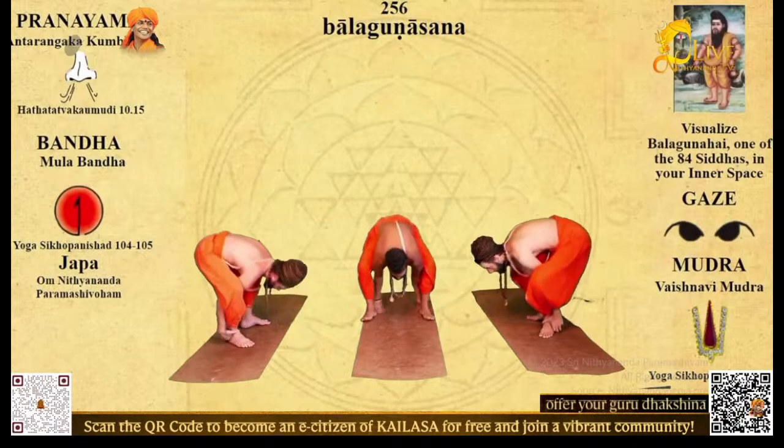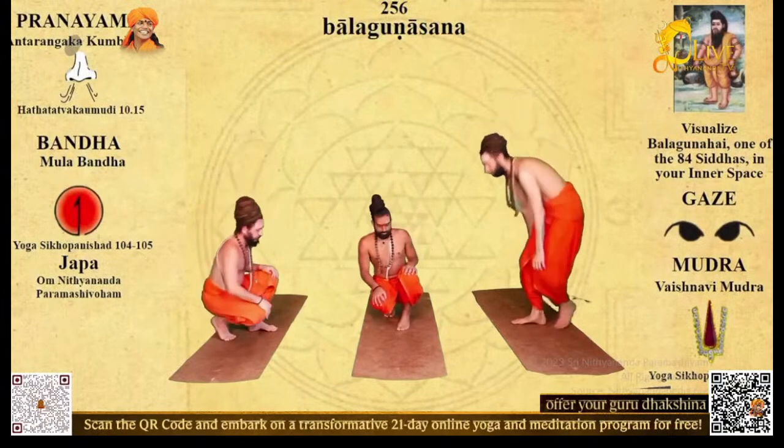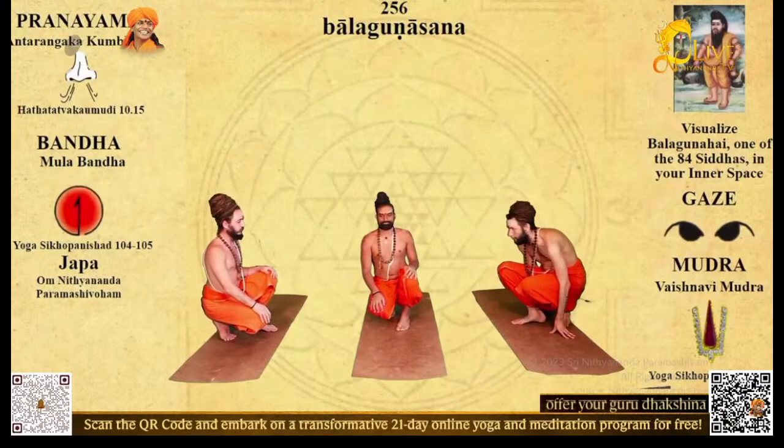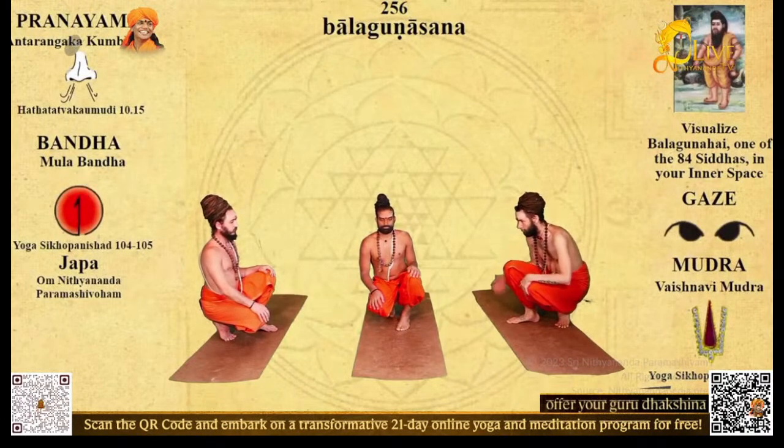Now repeat Balagunasana on the other side. Sit on the right heel with the left knee raised against your chest. Visualize Balagunahaya. And don't forget to breathe in Antaranga Kumbhaka.